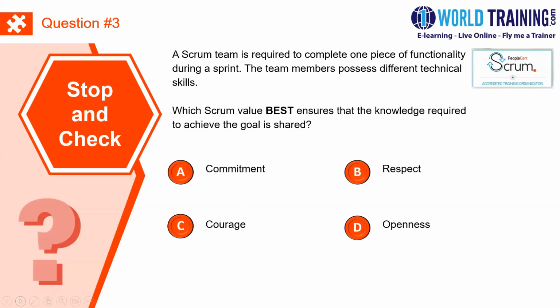Option A is the value of commitment. Option B, the value of respect. Option C, the value of courage. Option D, the value of openness. We are referring to team members having to achieve a shared goal. In that case, they need openness, and that's how they are able to share. Option D is the right answer.